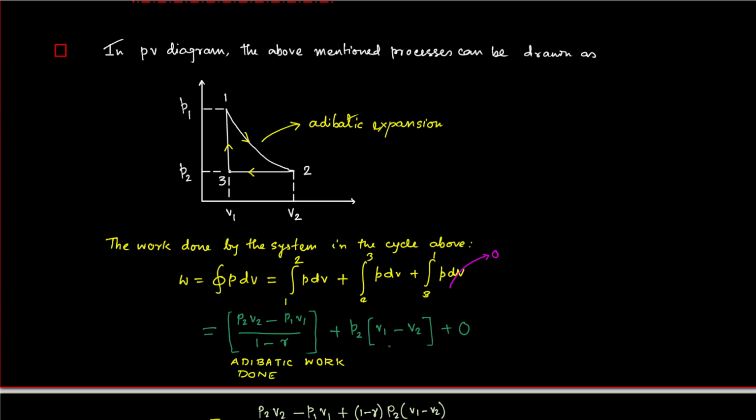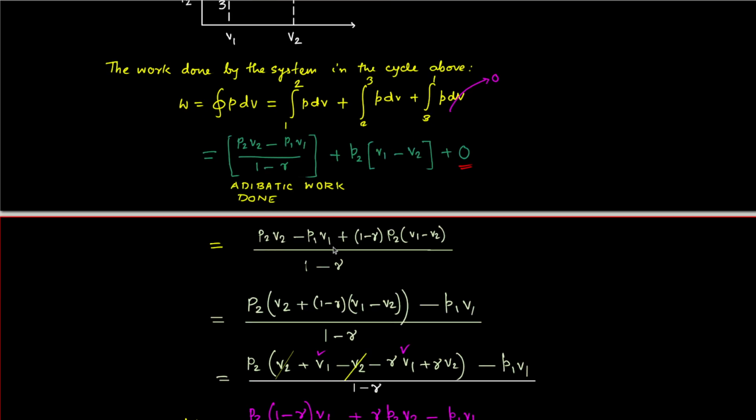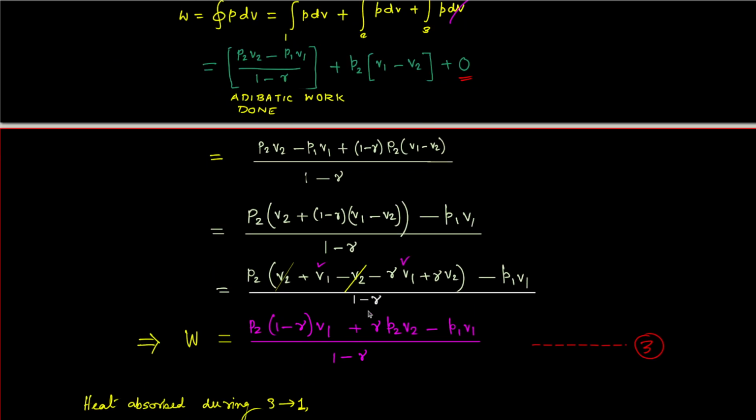We know the adiabatic work done is P2 V2 minus P1 V1 divided by 1 minus gamma. It is already known to us from the standard text. And here P2 is constant, there is only change in volume, V1 minus V2, and here there is no change in volume, therefore this is 0. If we do some algebraic manipulation, we will get something like this. You can do it on your own.